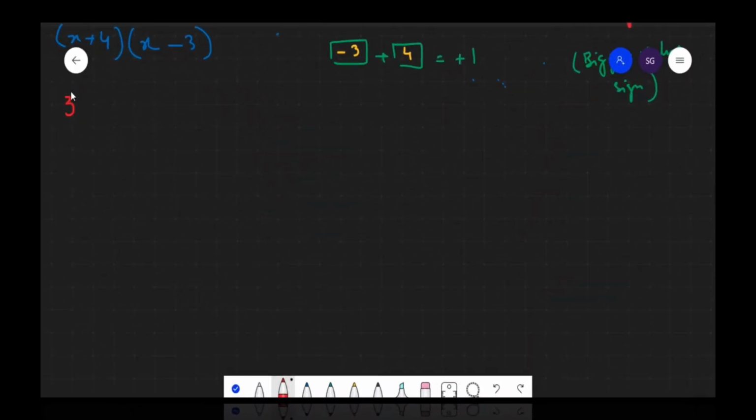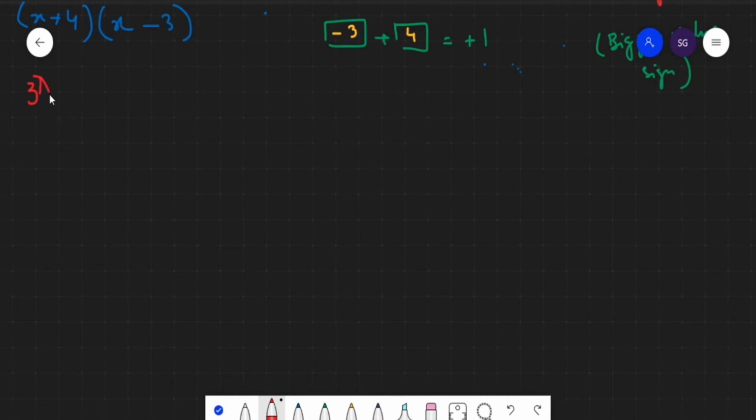Okay, so let's move on to our third example for rule number 3, which is middle term breaking. The third example is 2x squared minus 6x minus 8. Now I'm going to do it in two ways. They're not different ways, but two routes to the same solution.